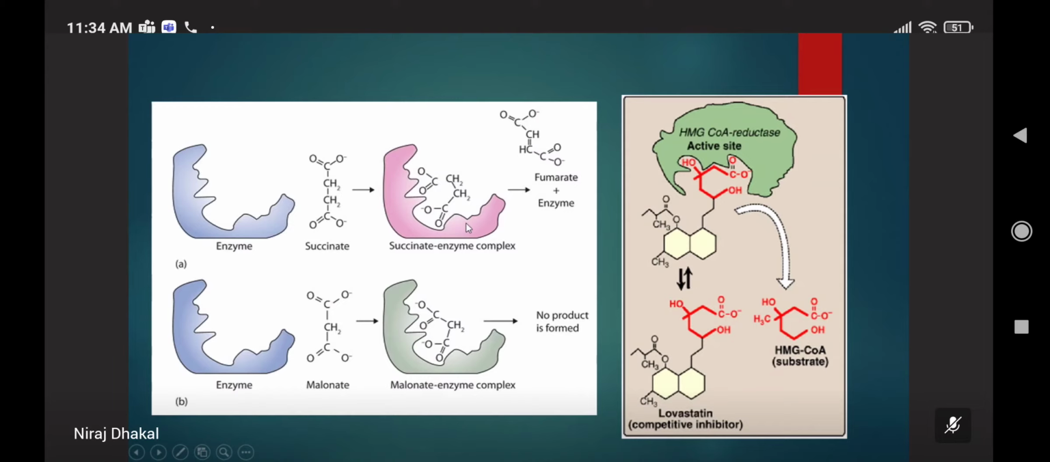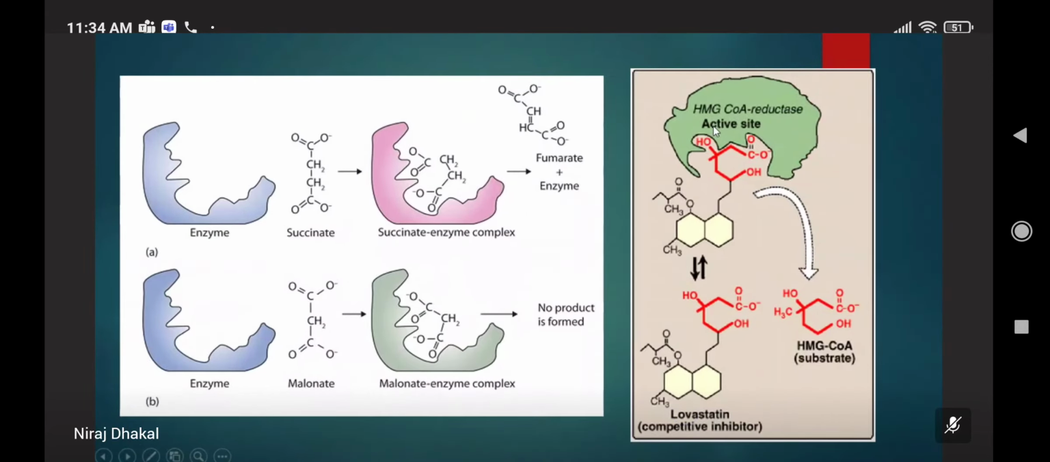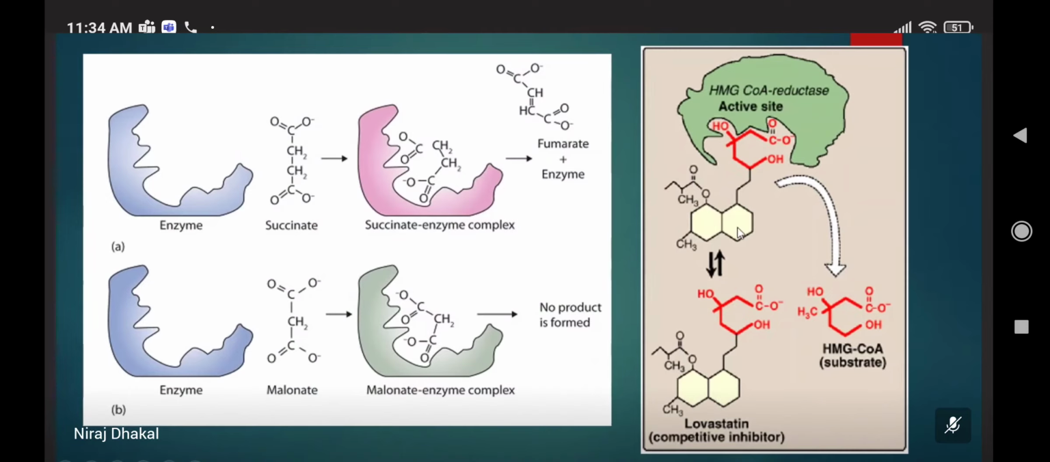This is HMG coenzyme A, and this is the inhibitor, lovastatin. Now you can see here the structure is quite different. One is bigger and one is smaller, but at a certain point the structure is exactly the same. You can see here HMG coenzyme A and this one, the structure is almost similar. So despite binding with HMG coenzyme A, this enzyme will bind with the lovastatin competitively, so that the enzyme will be inhibited. So these two diagrams exemplify how competitive inhibition works.